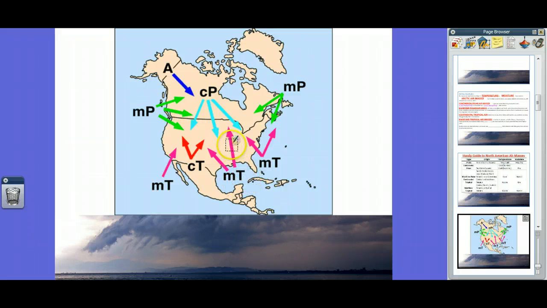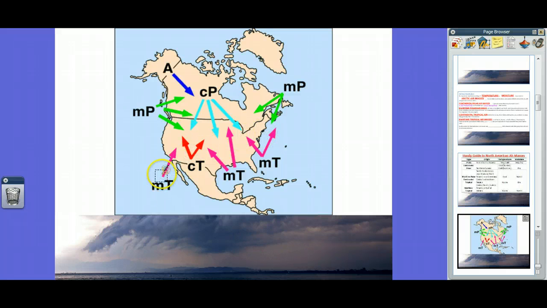And so the maritime tropical will push up into the southern United States, and we talk about Tornado Alley, that's where these two air masses collide, the continental polar and maritime tropical. Nor'easters, where you have really bad weather and big snowstorms in the wintertime in the northeast, are a result of these.